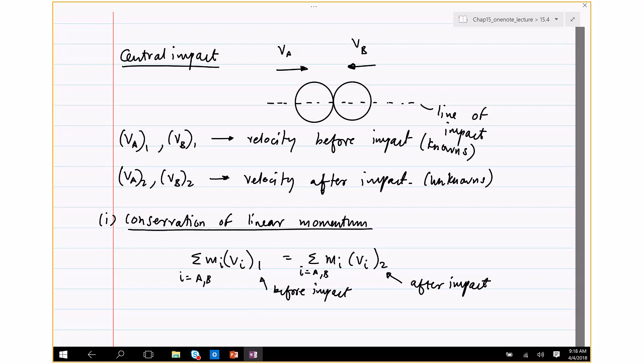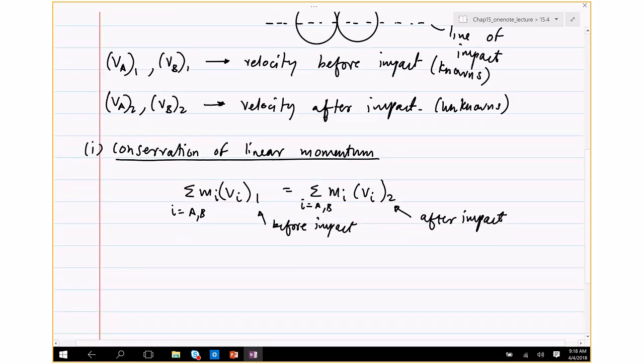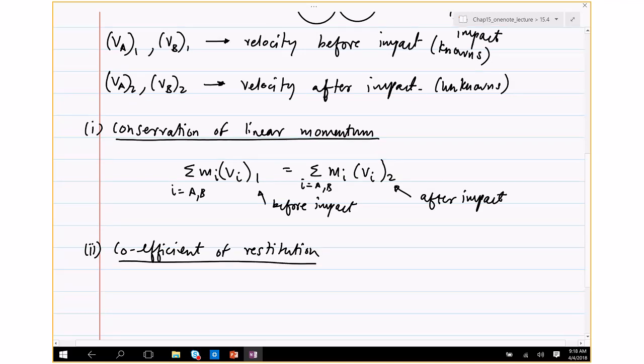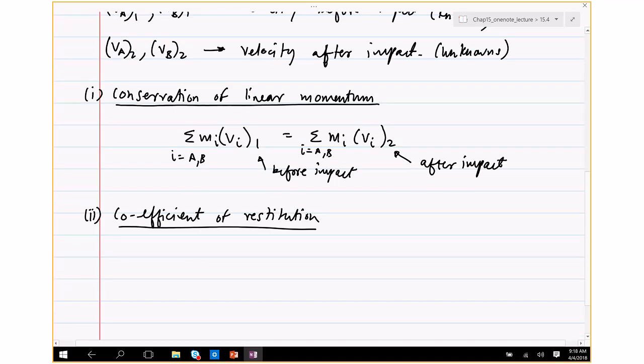Now the other equation comes from what is known as the coefficient of restitution. Okay, and this particular formula which I'm going to write is an empirical formula. It is derived from experience. Just like friction is an empirical formula. Why is it mu times N? Because somebody did an experiment, figured out that that describes the friction for most objects. That's how the formula came about.